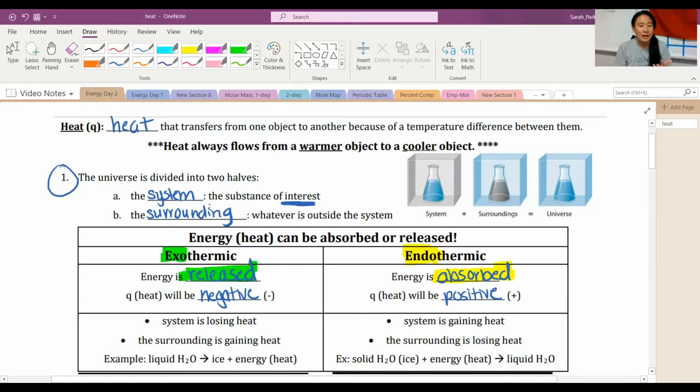So when we say heat is being released, we're saying heat is being released from the system, whatever object that is, and it's being released into the surroundings that is on the outside. Okay, so the system and the surroundings is what makes up the universe. So we talk about exo being released, like exiting, endo being absorbed. It's entering, it's coming in.